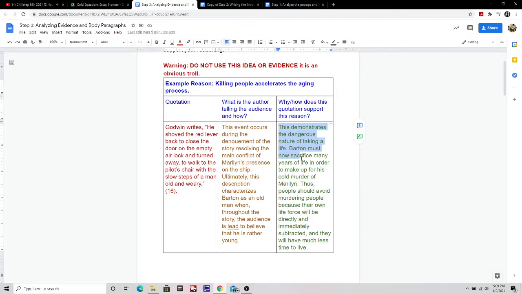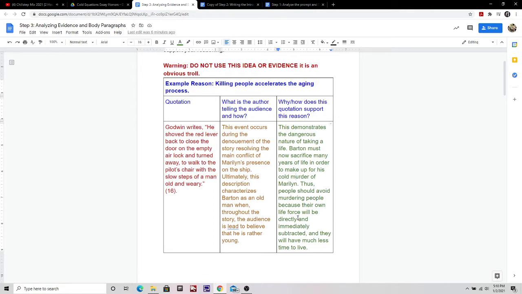And to further make this kind of funny, I say this demonstrates the dangerous nature of taking a life. Barton must now sacrifice many years of his life in order to make up for the cold murder of Marilyn. Here we want to put why or how the quote supports our reasoning and our thesis statement, right? That's why I say that this is an obvious troll. Don't use it. It's not going to help you to cheat and copy that for your paper. It's probably not even related to what you're doing, and we're talking about Masque of the Red Death.